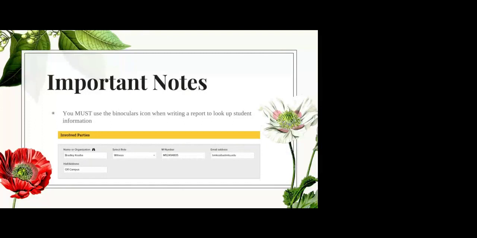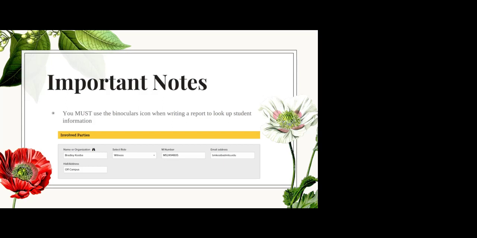The piece that is most closely tied to that is your access to the photo lookup or the information lookup. You must click the binocular icon next to names and organizations when you're looking up who's involved. This will prompt you to enter in first name, last name, or ID number. Once you do that, it'll auto-populate once you've selected the correct person, so that you can pull it up without having to enter in all this information by yourself. The only thing you have to enter is the role of each person.